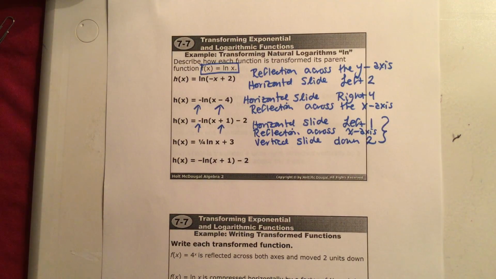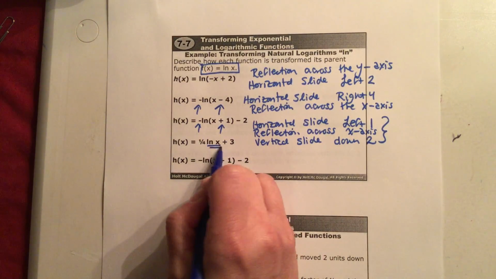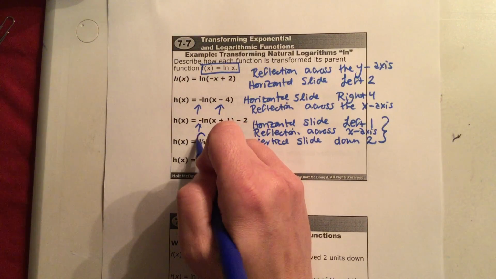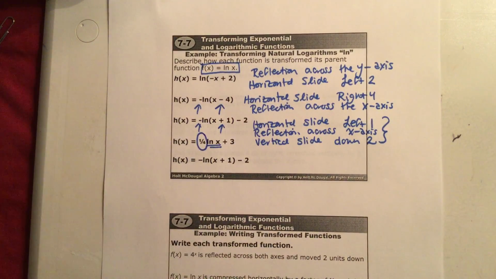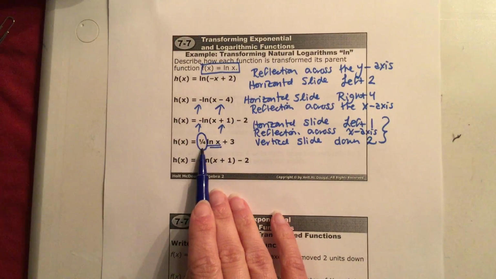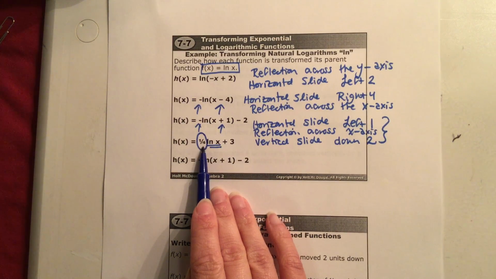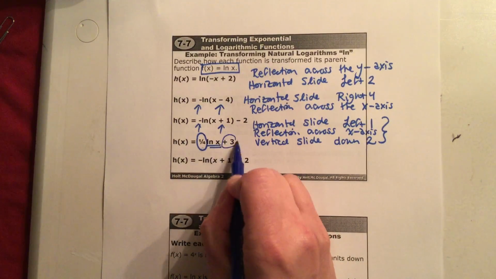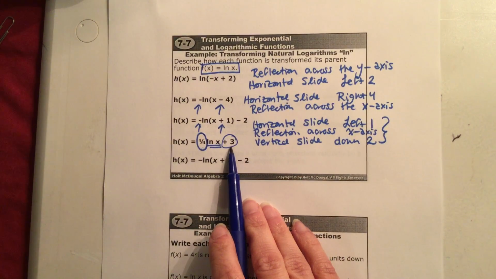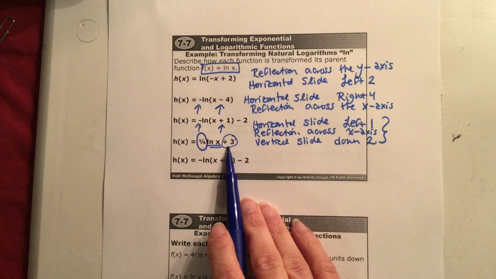Okay, the next one's just to kind of save us time, I'm just going to talk you through them. Okay, so here is the natural log of x. I'm multiplying 1/4 out front. 1/4 is smaller than 1. So it's a vertical compression. Then I'm adding to the end. I'm adding not in parentheses, so it's a vertical translation, up 3.